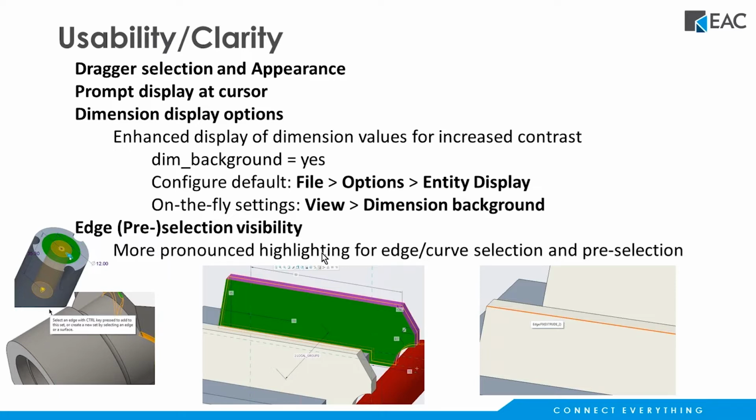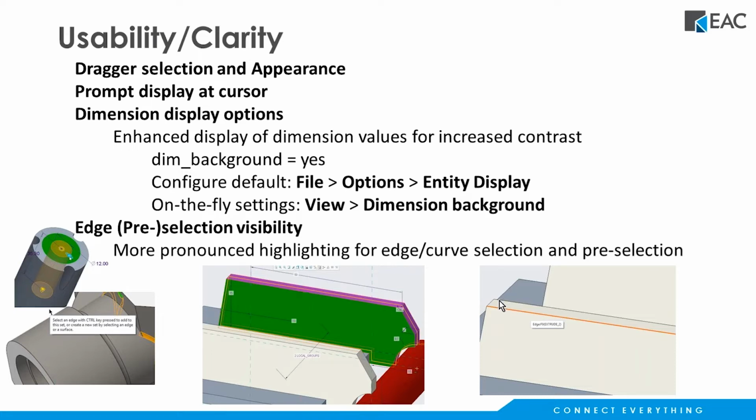Also, another thing that was added is that the background of dimensions can be turned on. It's called dim background. You can set that to yes. And basically it puts a lighter color behind that, so the dimension doesn't get lost in the background of the geometry behind it. It's a little bit easier to read it in that respect.